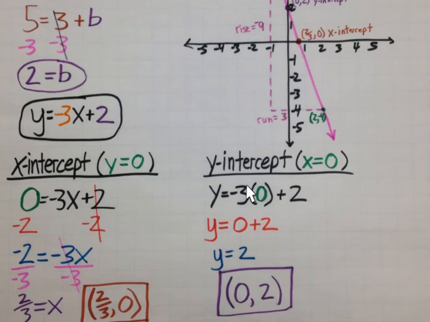So make sure you can find your x and y intercepts for this kind of problem, and you can graph it by putting the 2 points or using the equation. Either way works.